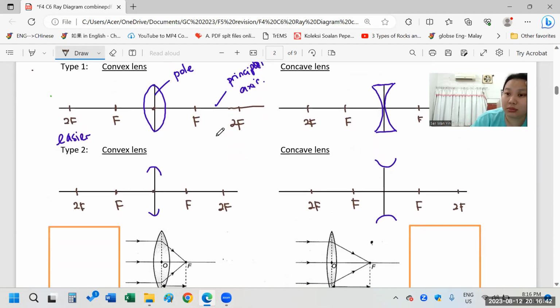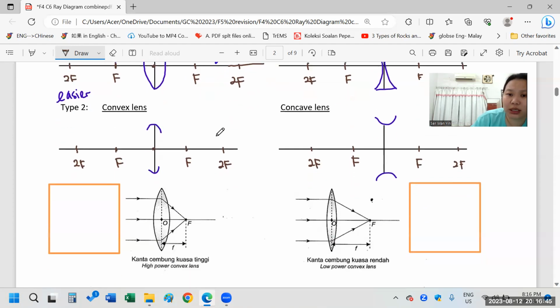Okay, so now, what is the difference if you make your F shorter and you make your F longer? So here is the result. This one is short focal length, so high power of convex lens. So we can say this is short focal length, so high power of convex lens.